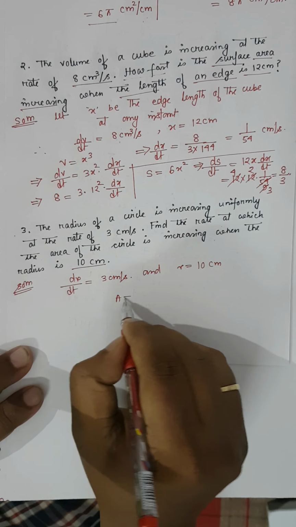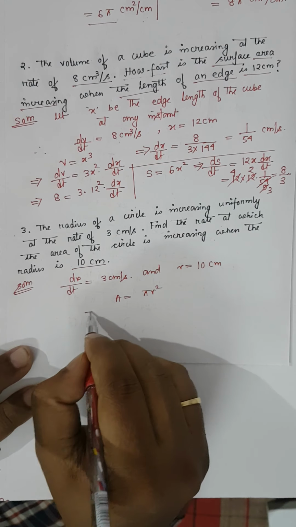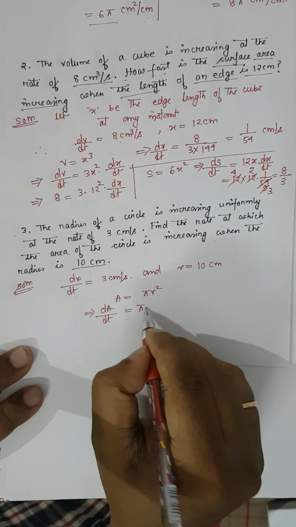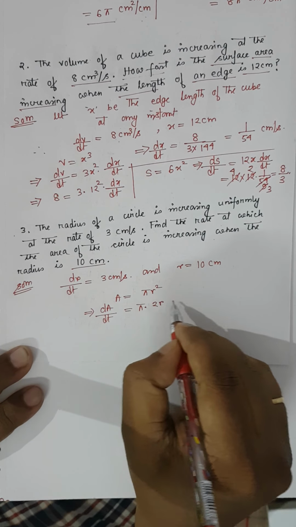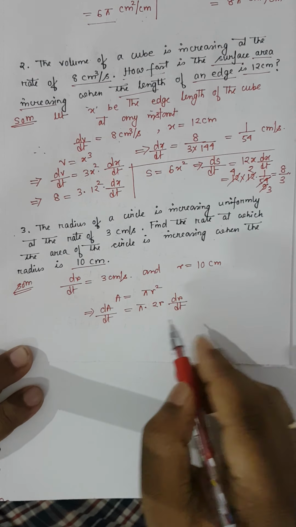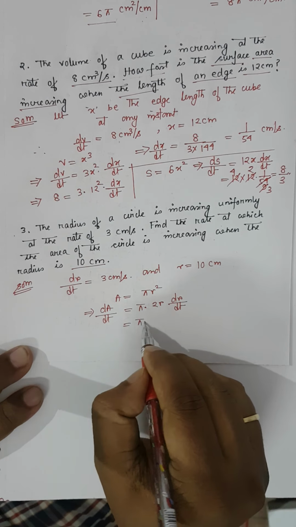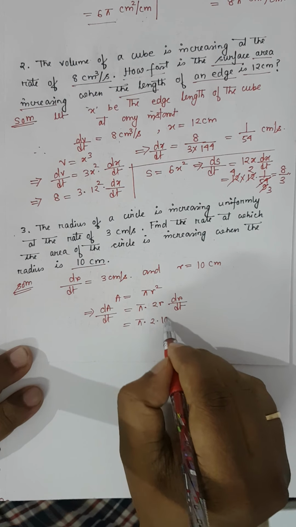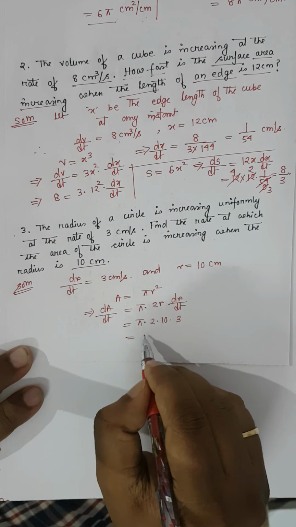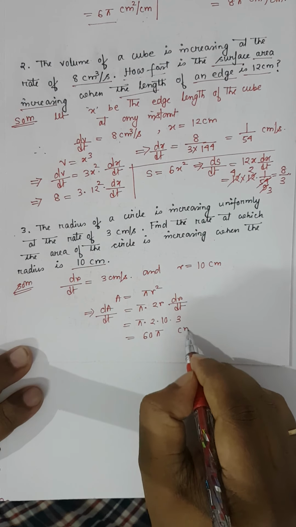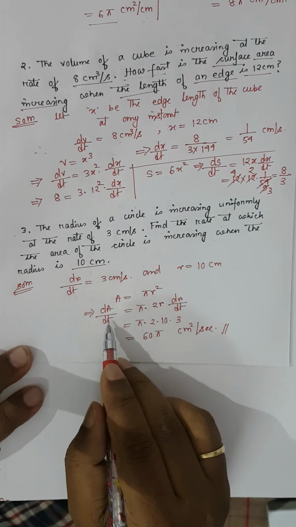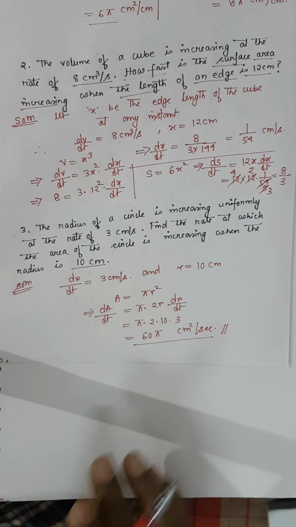So your area is pi r square. So if I find dA by dt, it will be equal to pi. For r square, it is 2r, and for r, if I differentiate with respect to t, I must write dr by dt. So you place the values. Pi into 2 into r is equal to 10, and the value of dr by dt is equal to 3. So if I place the values, I will get 60 pi centimeter square per second. It is the rate of increase of area with respect to time. This is question number 3.